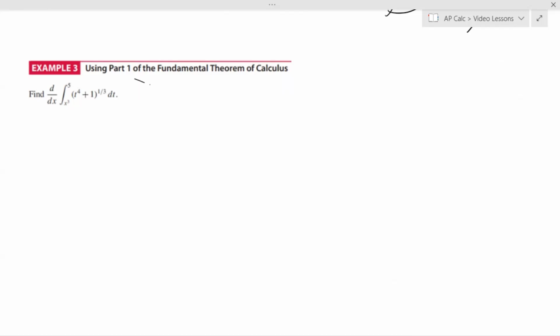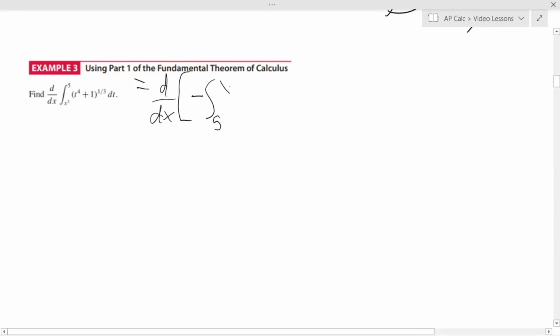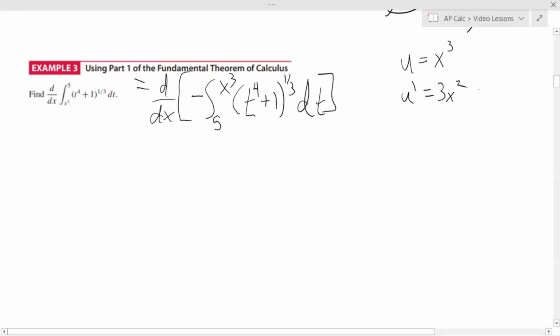So this could actually be rewritten as the derivative with respect to x of the opposite, the integral from 5 to x cubed of (t to the fourth plus 1) to the 1/3 dt. Okay? And here, in this case, u is equal to x cubed, and u prime is 3x squared. So we could actually rewrite this in terms of u.